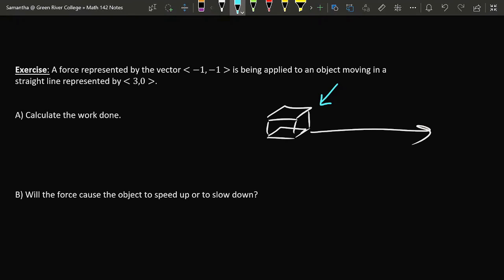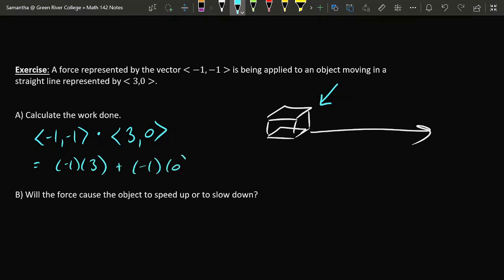Okay, now if I actually calculate the exact work done, I can achieve that by taking the force vector and dotting it with the movement vector. So that's equal to -1 times positive 3, plus the number -1 times 0, result the number -3. And since the work is indeed negative, the work energy theorem confirms my intuition that the object will slow down.